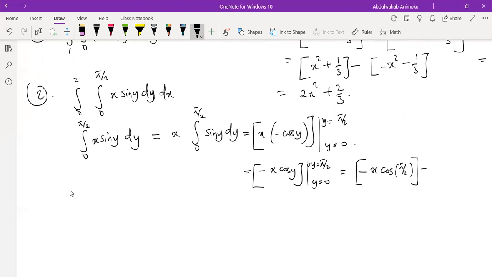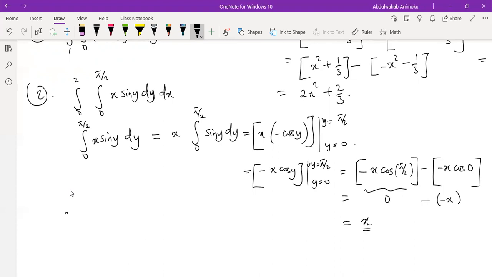So put bracket around it, minus x cos 0. Now, cos pi over 2 is just cos 90, and cos 90 is what? So cos 90 is 0, right? So this part would be 0 minus this part. Cos 0 is what? 1. So that will give us minus x. So your final answer is just x.